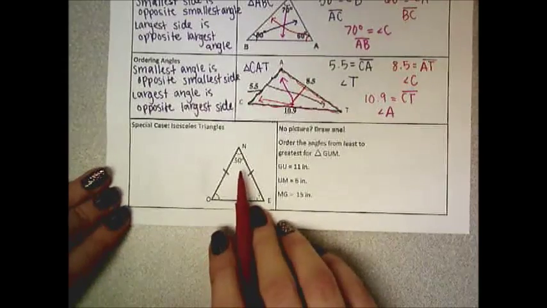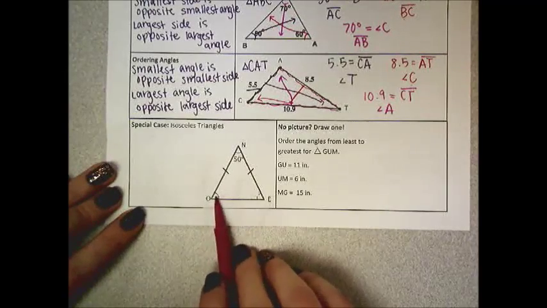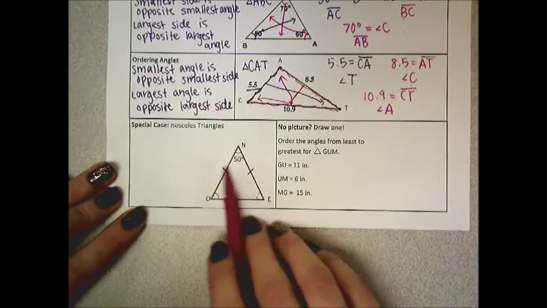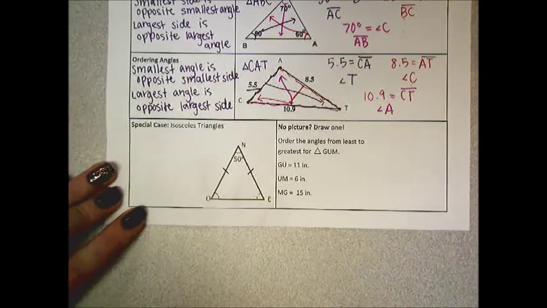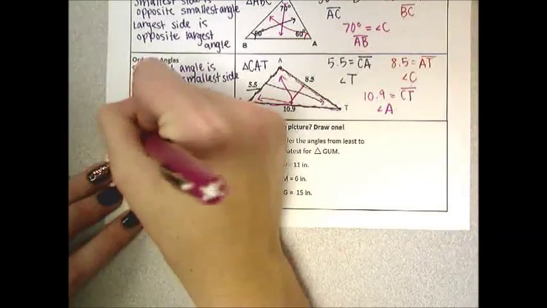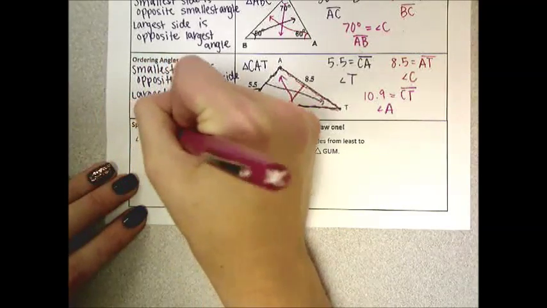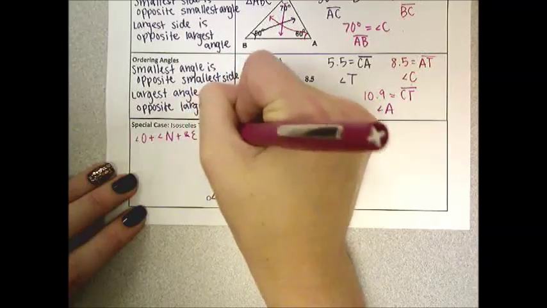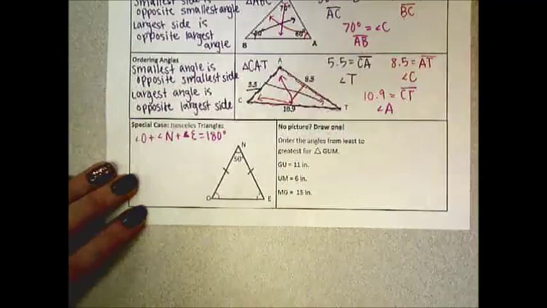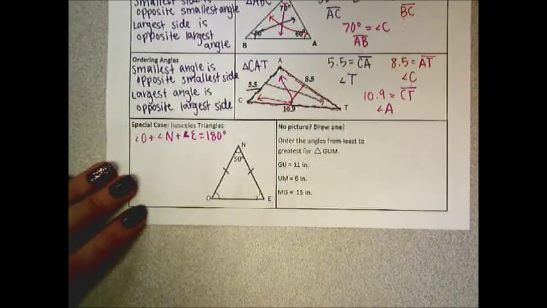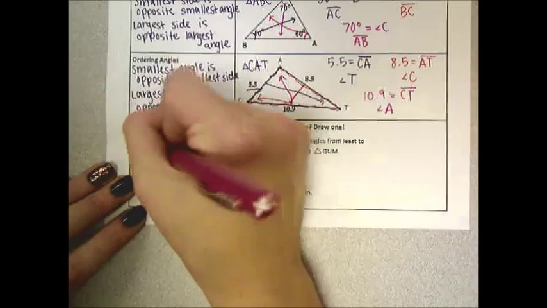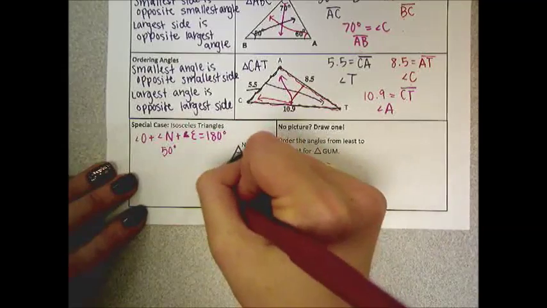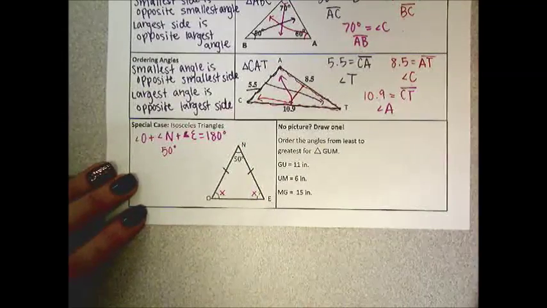Our special case is for isosceles triangles. So we learned that these two base angles of an isosceles triangle are congruent. So in this example here, I'm only given 50 degrees. But I know that all of these angles will equal 180 degrees because all angles in a triangle equal 180 degrees. So if angle N is 50 degrees, but I know angle O and angle E must be the same, I'm going to call them both X.